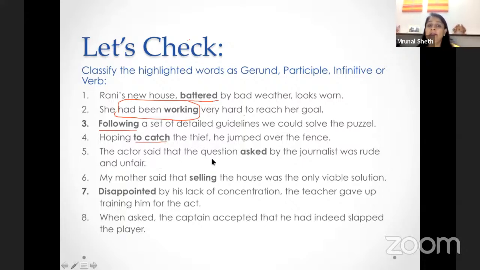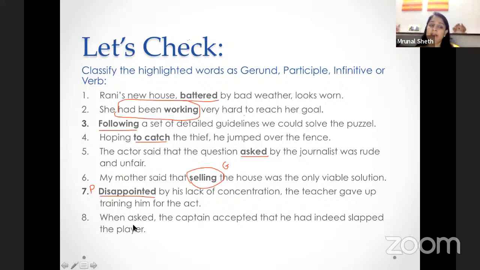The actor said that the question asked by the journalist was rude and unfair. Which question? The one which was asked by the journalist. So again, it's a participle. My mother said that selling the house was the only viable option. Okay, mother said that it was the only viable option. So here this selling is a gerund. Disappointed by his lack of concentration, the teacher gave up training for the act. This disappointed, it's a participle.